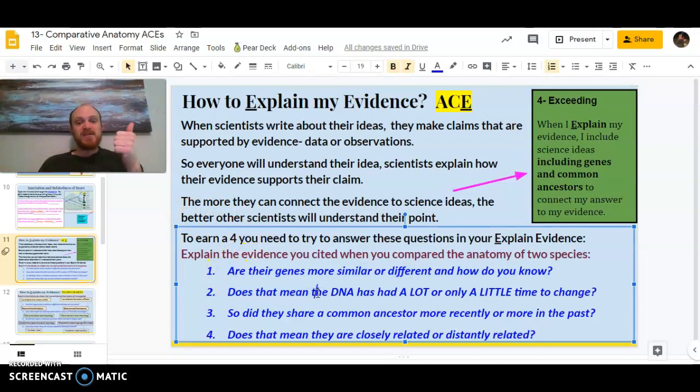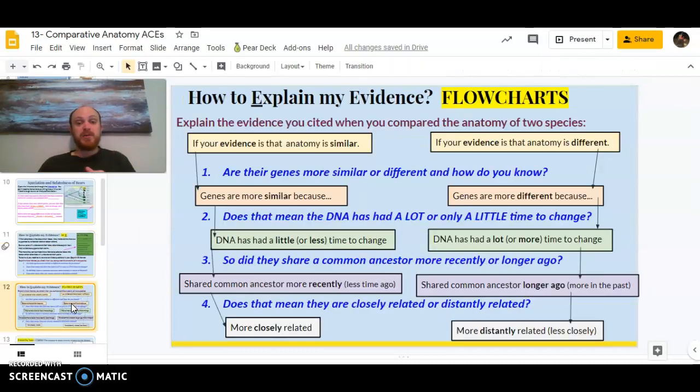Are their genes more similar or more different? And how do you know? Does that mean the DNA had a lot of time or a little time to change? And do they share a common ancestor relatively recently, or is it way back in time that their common ancestor was? And does that mean that they're closely related or distantly related? Distant means far away. They were related, but way back, or closely related, like you and your brother and sister, or you and your cousin.